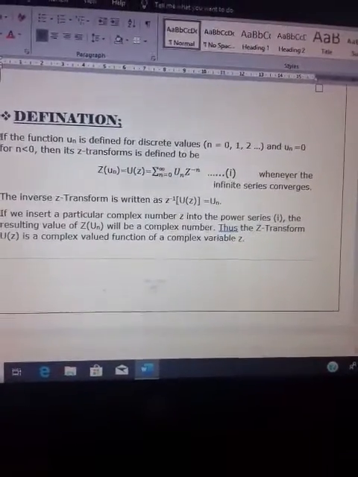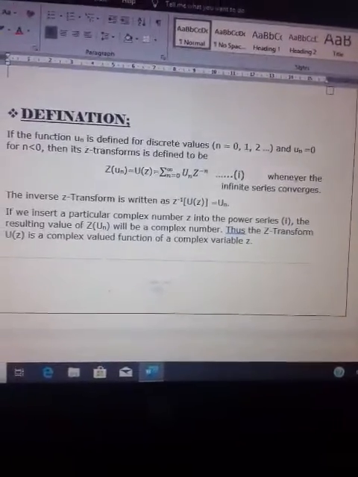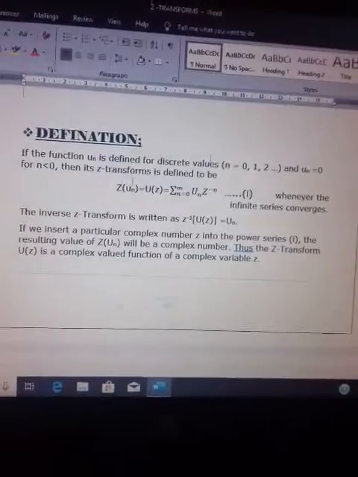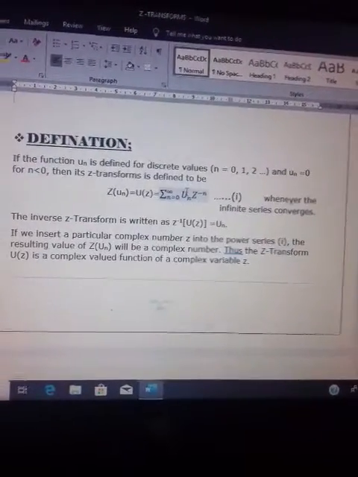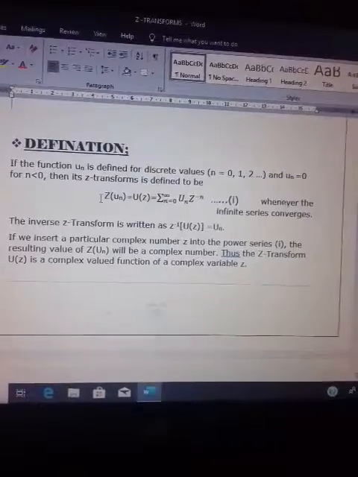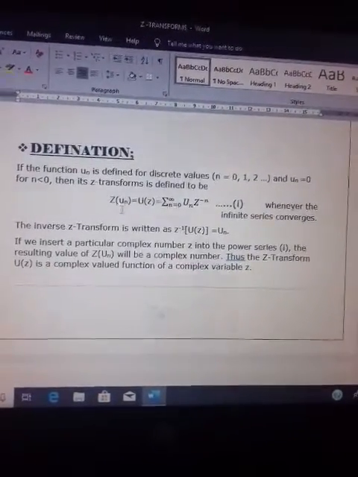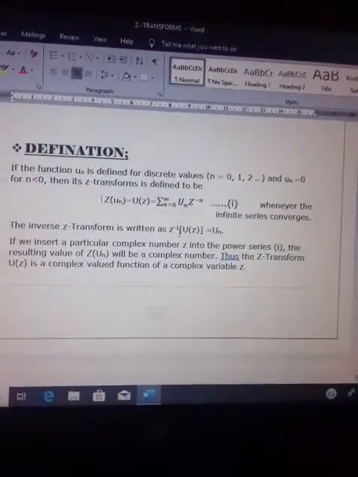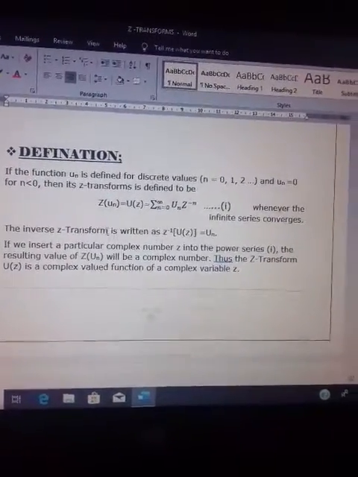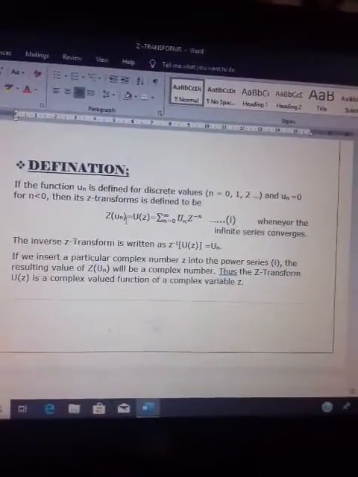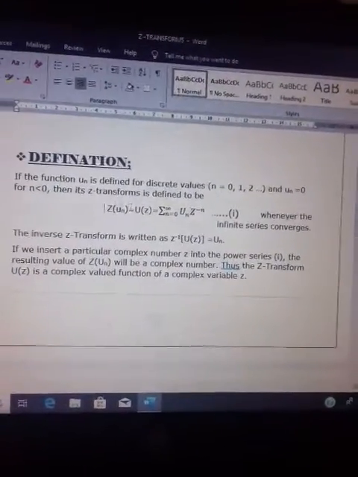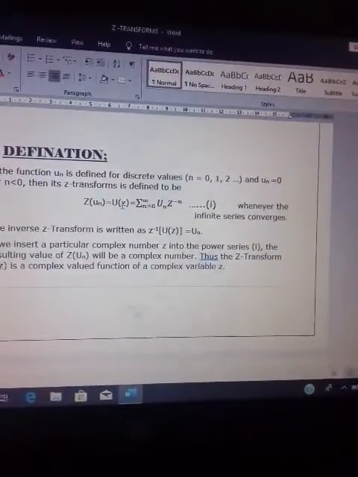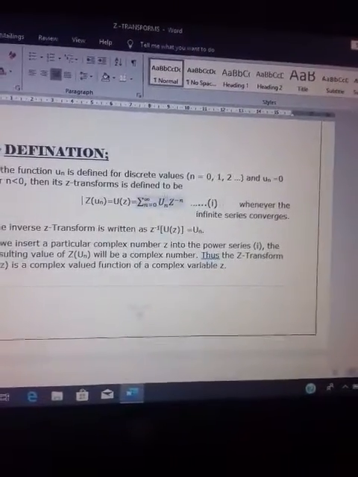And if we insert a particular complex number z into this equation 1, then this Z of u(n) will be a complex number. Then the whole equation 1 will be of complex numbers. Thus the Z transform U(z) is a complex function. This Z of u(n), thus the Z transform U(z) is a complex valued function of the complex variable z.